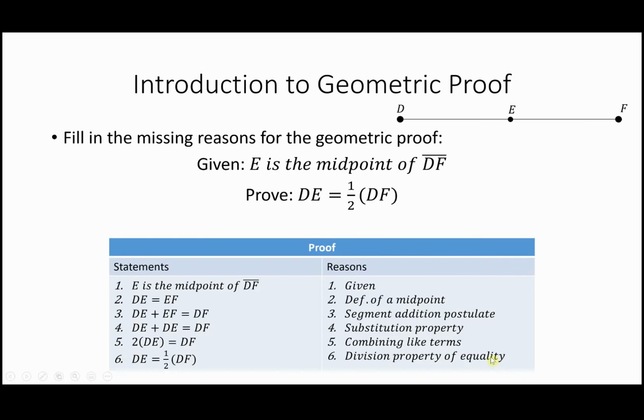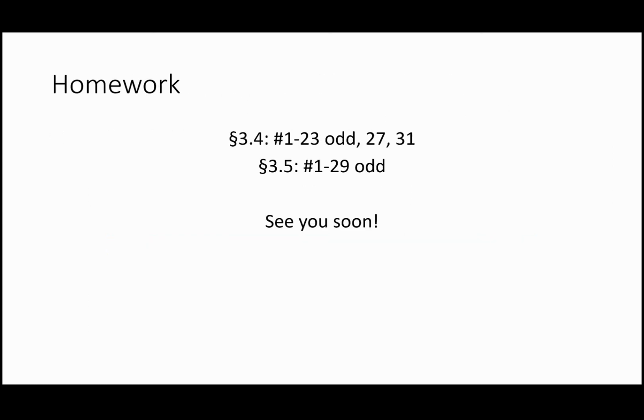Oh, sorry, let me go back to this for just a moment. This is a complete proof of the following given and proved statements, which could be rewritten as a conditional statement in the form of a theorem. We'll get into that a little bit deeper. I think in section 3.7 is where we get into the formal proof of the theorem. And that's it for now.